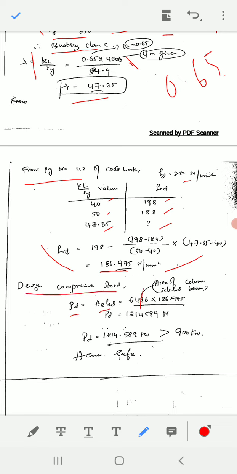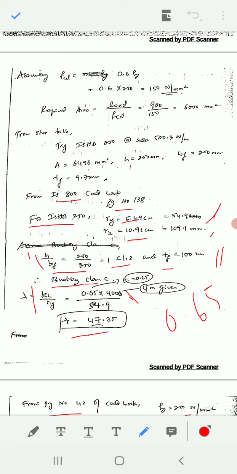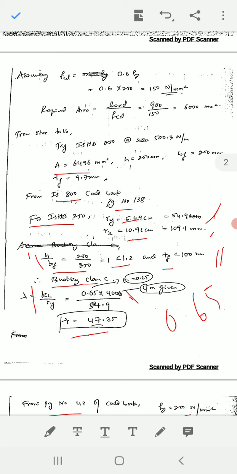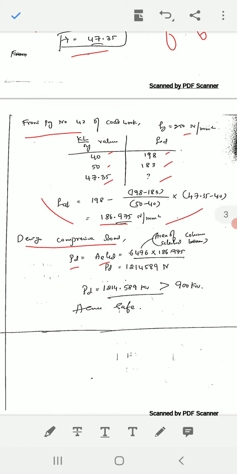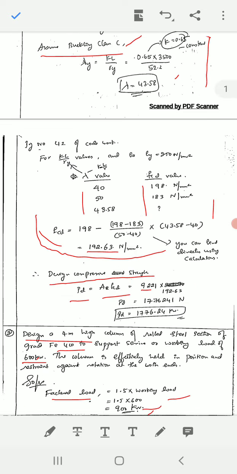A is 6496, that is whatever the section we selected, the area of the section. Then multiplied by FCD, that is 186.975. PD you'll get in terms of Newton, it should be converted into kilonewton, and the value we are getting should be more than the factored load we calculated.